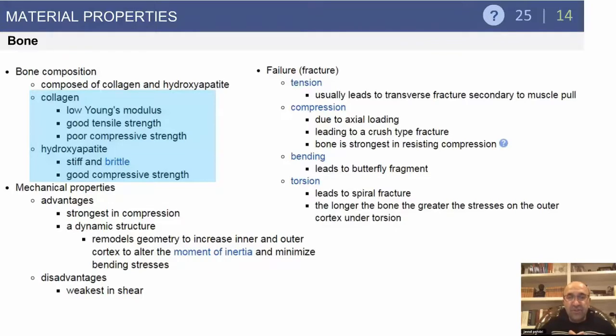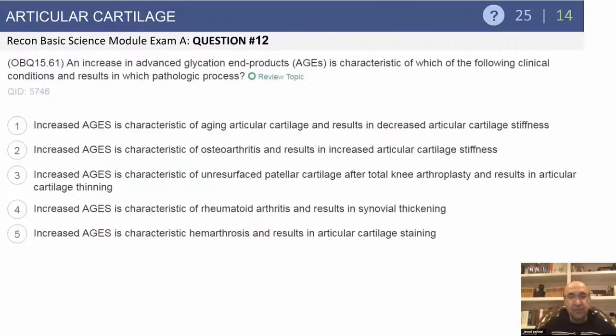Compression leads to axial loading and crush type, bending leads to butterfly fragment, and torsion leads to spiral fracture. These modes of fracture have also been asked in the past. Here's a question. An increase in advanced glycation end products is characteristic of which of the following clinical conditions and results in which pathologic process?